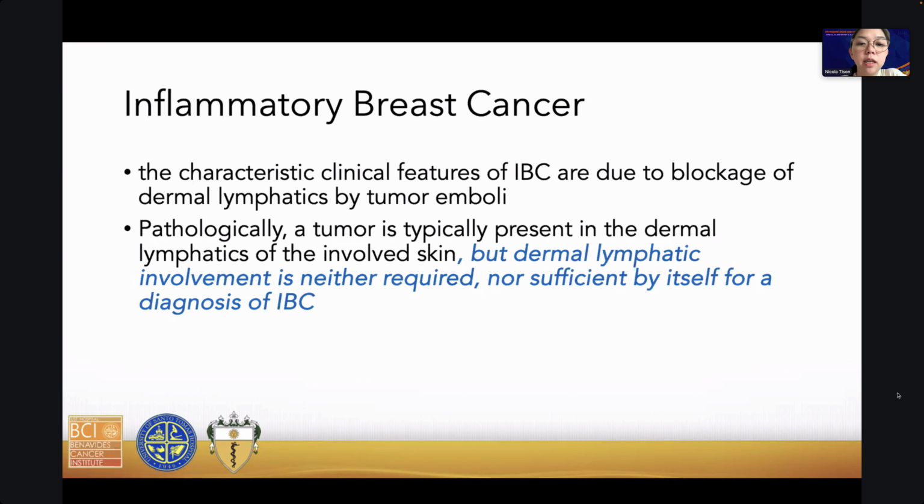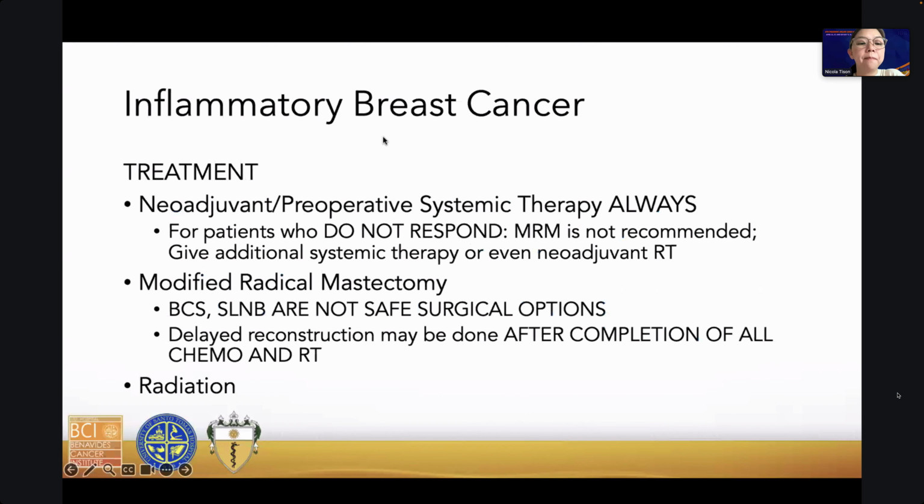Pathologically, the tumor is in the dermal lymphatics, but this is not required for diagnosis. So you don't need a biopsy showing tumor in the dermal lymphatics to diagnose inflammatory breast cancer. It's really a clinical diagnosis. For treatment, it's always neoadjuvant systemic therapy. Always. We don't do outright mastectomy for these patients. And for those who do not respond, we shift to a different systemic therapy, and MRM is not recommended.